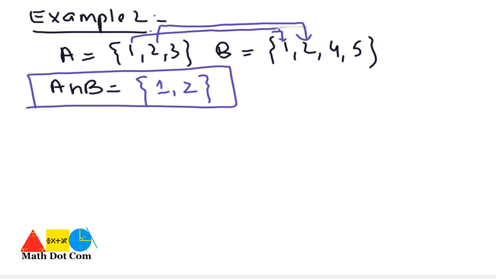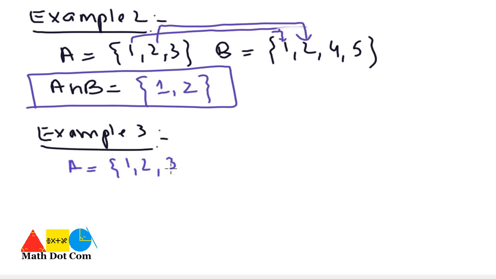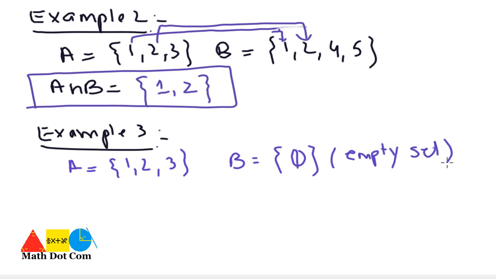Okay. One more example. Example 3, in which we have A equals 1, 2, 3 and B equals an empty set. We have already studied the empty set. It is a set consisting of zero elements. So there is no element in B. You can also say that.